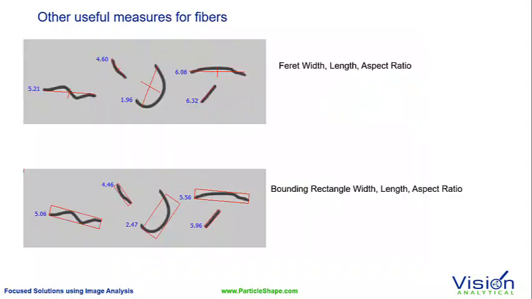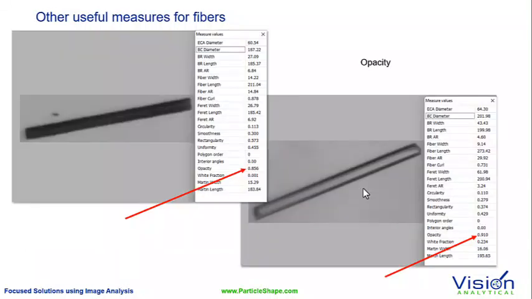And there are other measurement techniques available as well. For fibers, for example, we can use Feret width and length. These are caliper measurements. A lot of microscopists are used to these types of measurements. We do measure for every particle Feret width, length, and aspect ratio. We also have a bounding rectangle measurement, which gives you the width, length, and aspect ratio as well. And we do also measure opacity. So there are light particles and dark particles, and we can differentiate on opacity as well.